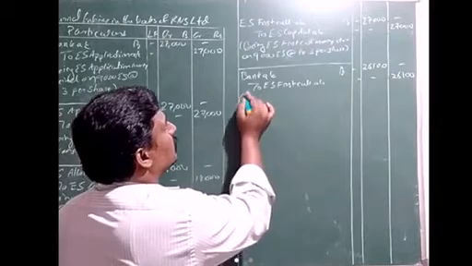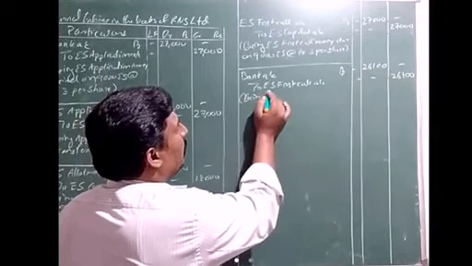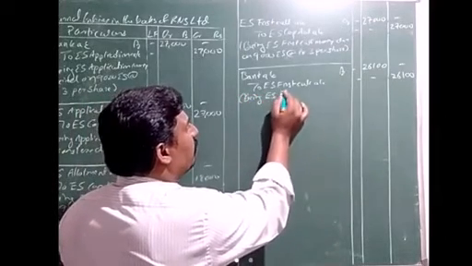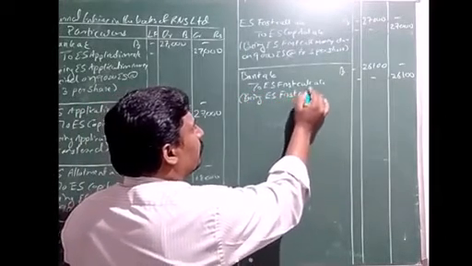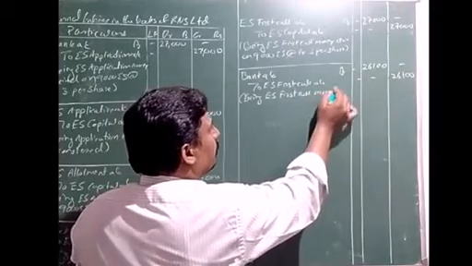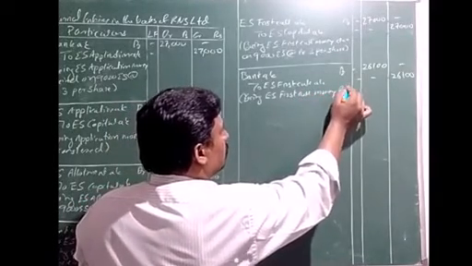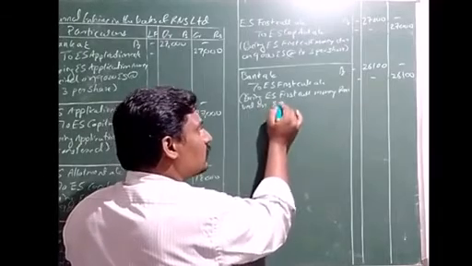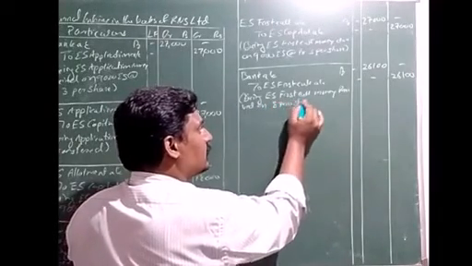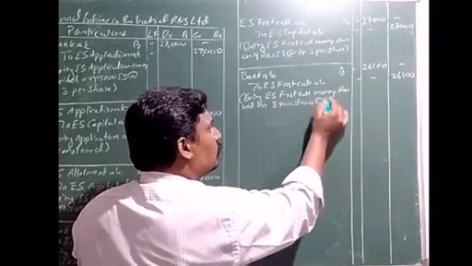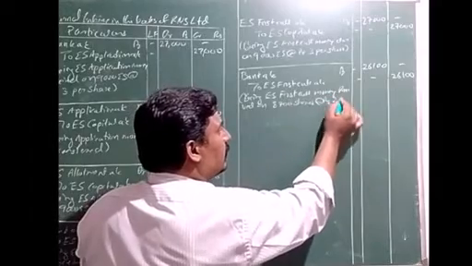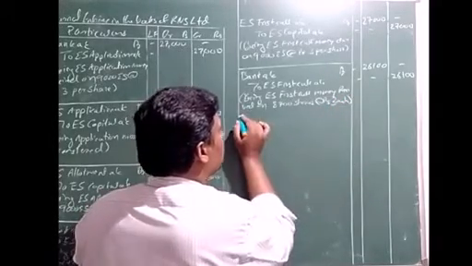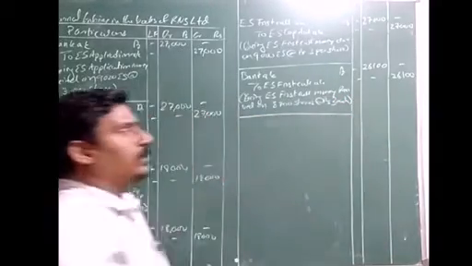Now the narration here we have to write in detail, that is on how many shares we have collected. So being equity share first call money received on 8,700 shares at rupees 3 per share.